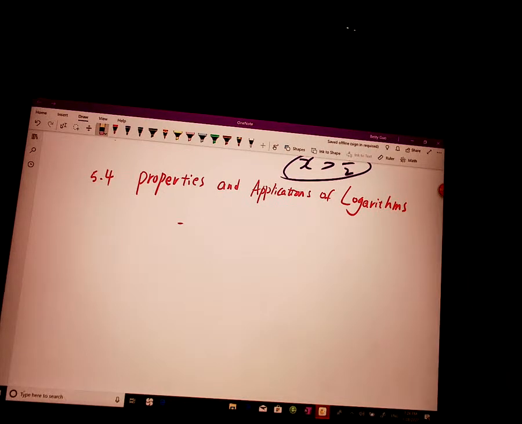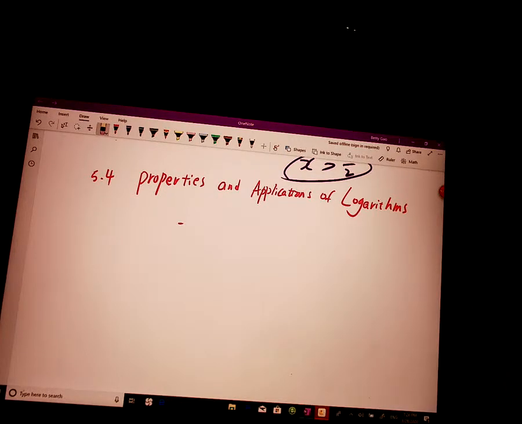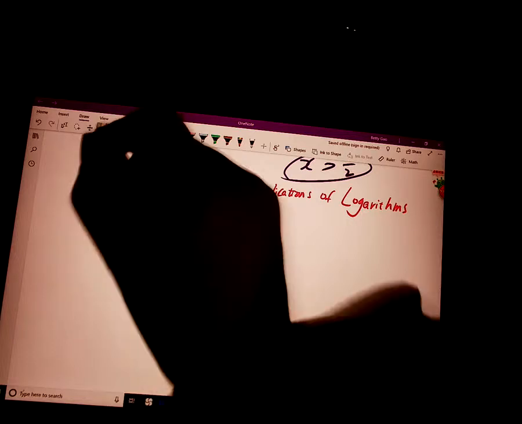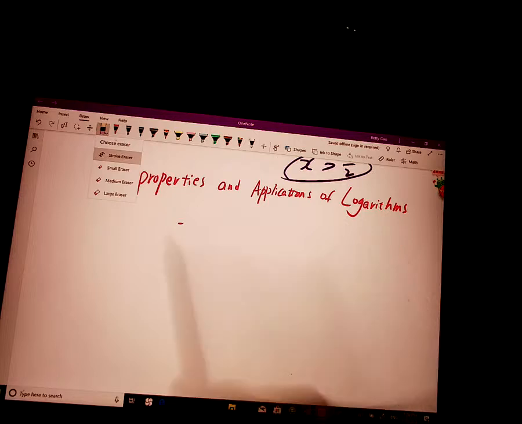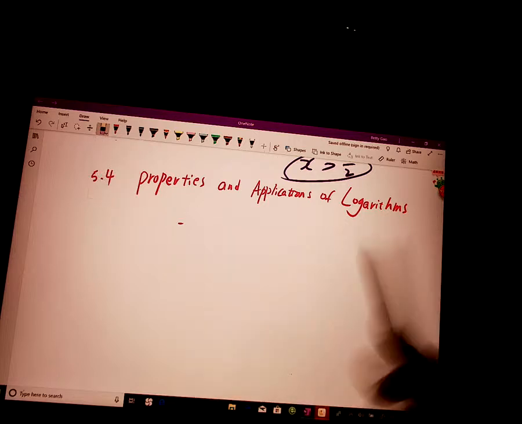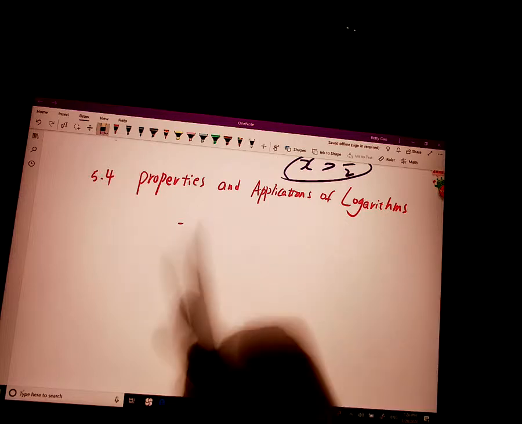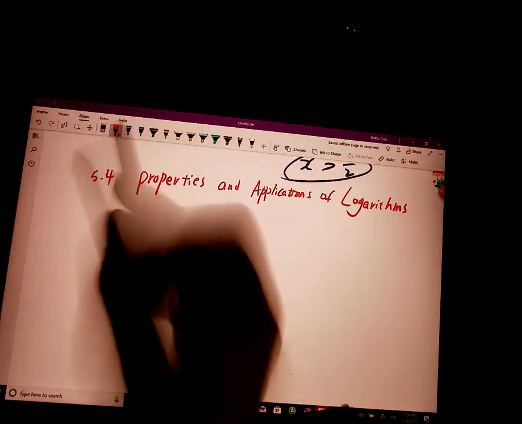Hello everyone, in this video we are going to cover section 5.4, properties and applications of logarithms. In this section, we have 4 very important formulas. Okay, I'm going to write those formulas for you.